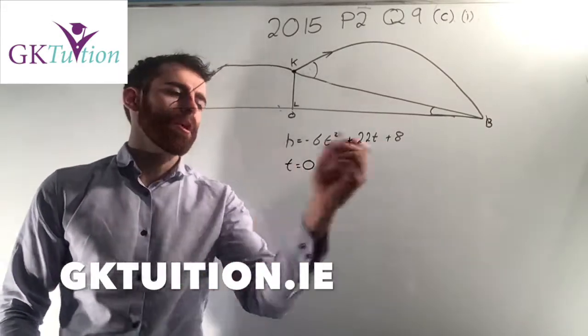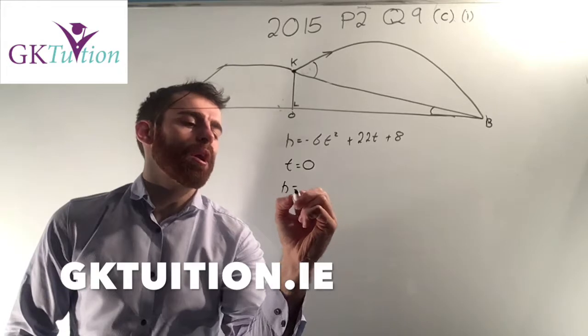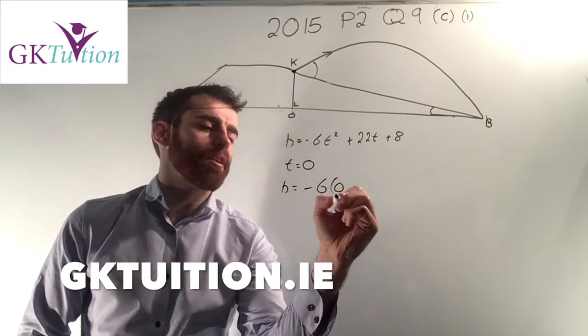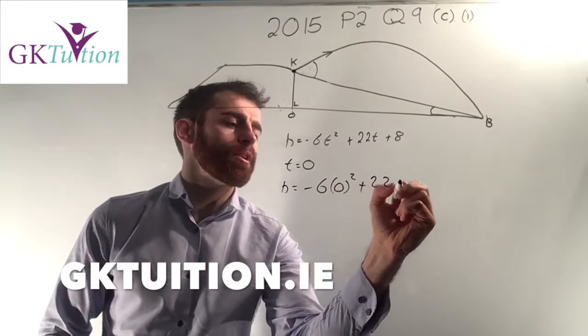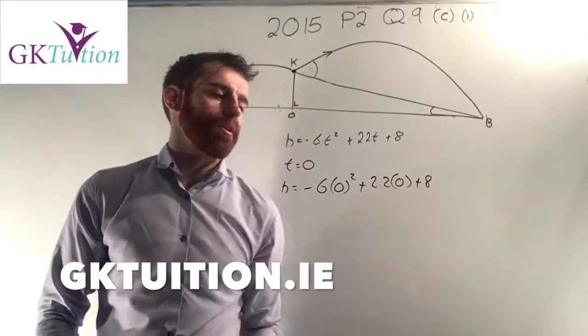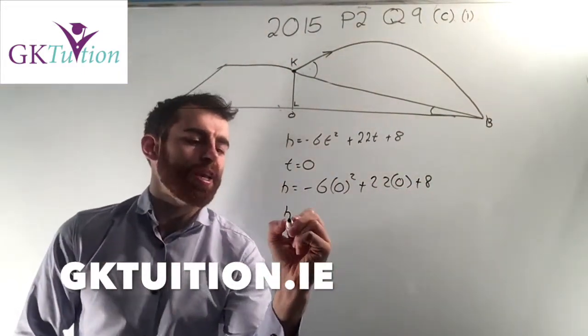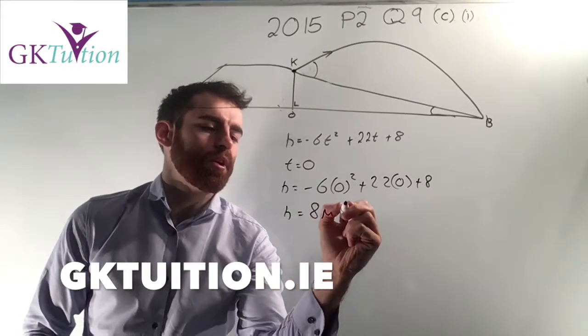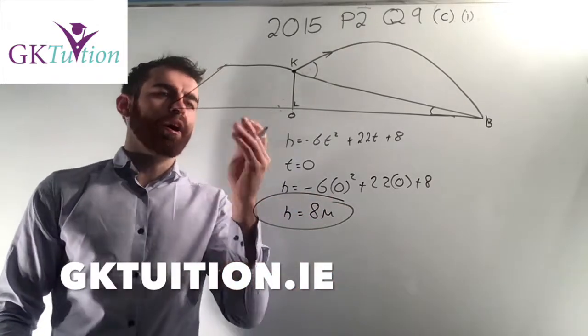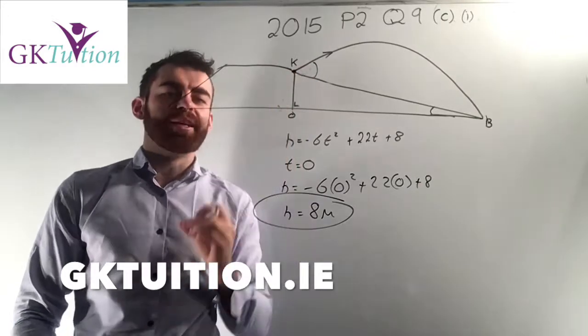corresponding h value. So if I sub in t equals 0, I'm just going to get h as minus 6 times 0 squared plus 22 times 0 plus 8. Now clearly 0 by any number is just 0, so I'm going to end up with h is equal to 8 meters. So the height of the ball, the height that Joan is hitting the ball from, is 8 meters.